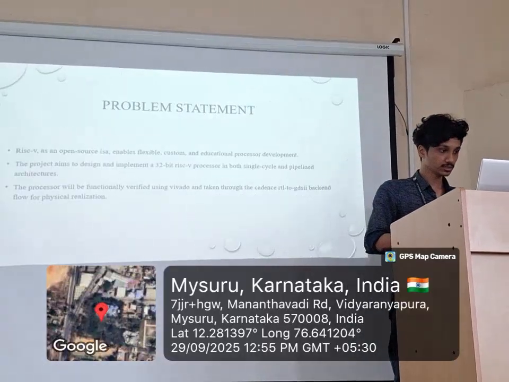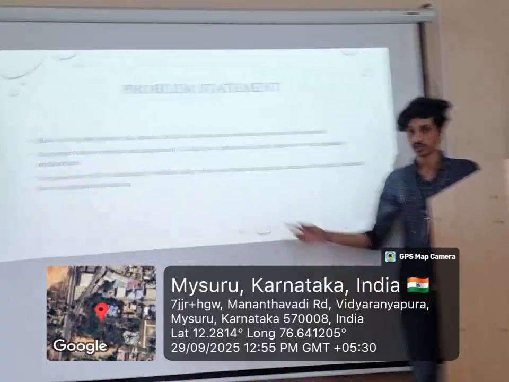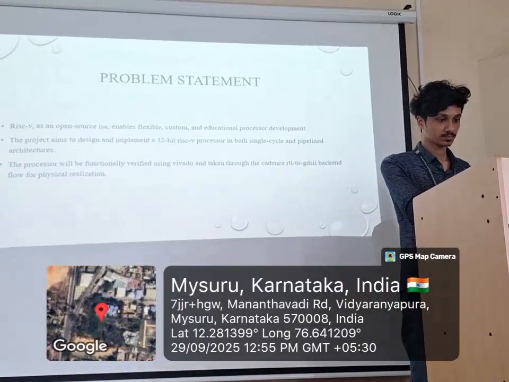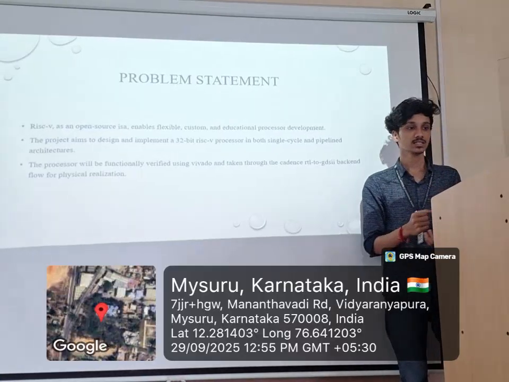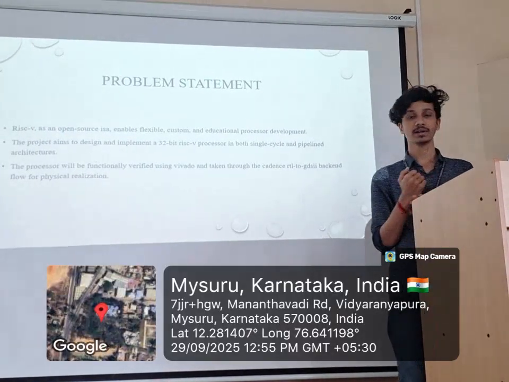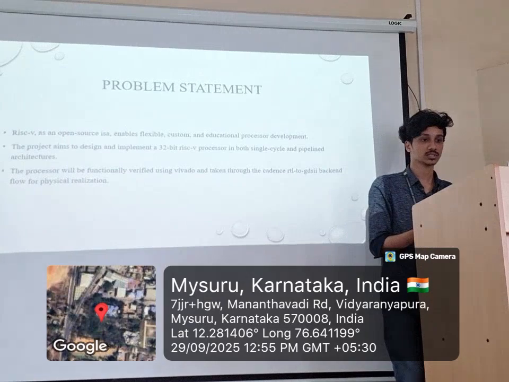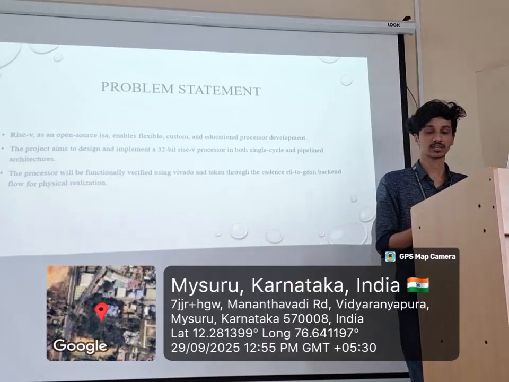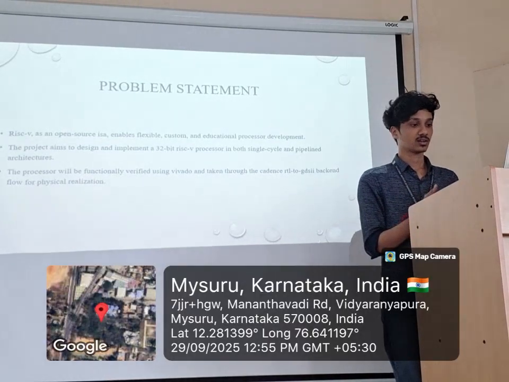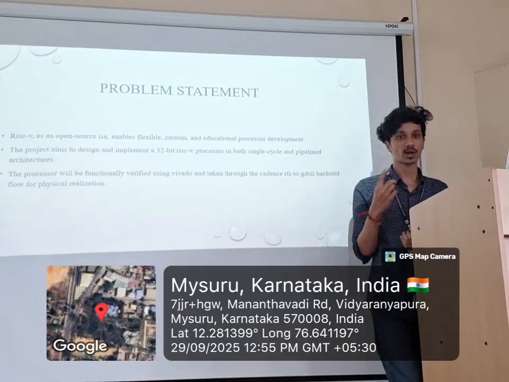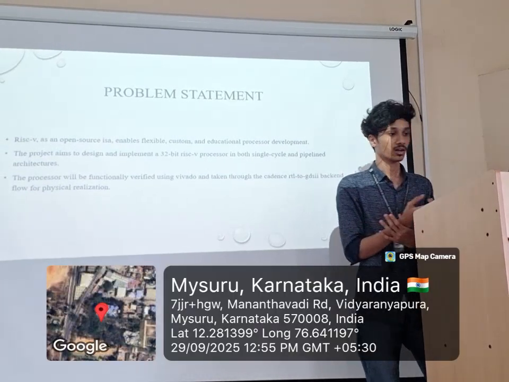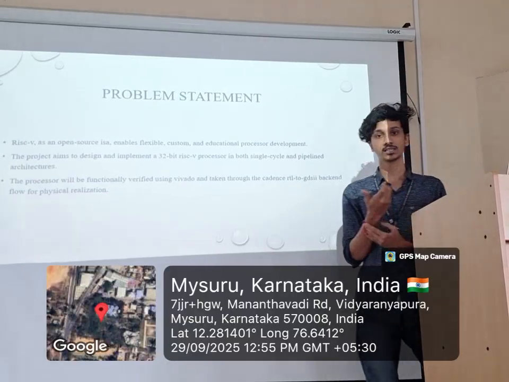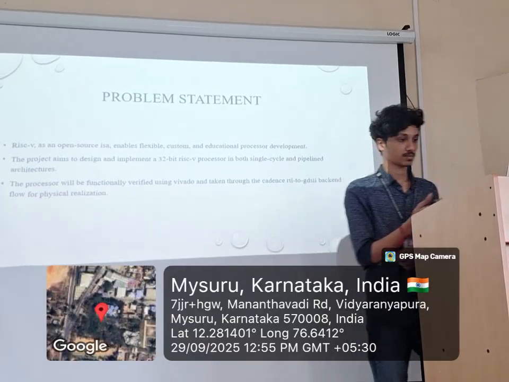Our problem statement is, as you can see, the problem we are addressing is the need to design and implement a 32-bit RISC-V processor that is both functionally correct and physically realizable. We aim to design in two architectures, which are single cycle and pipeline, which is 5-stage multi-cycle.